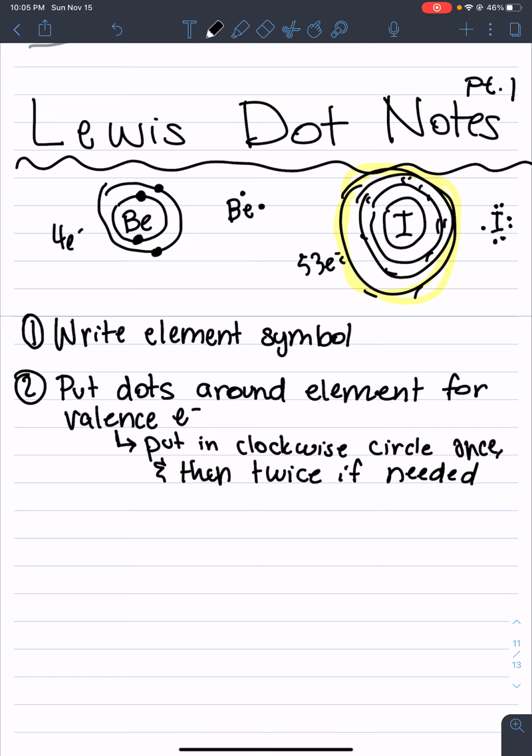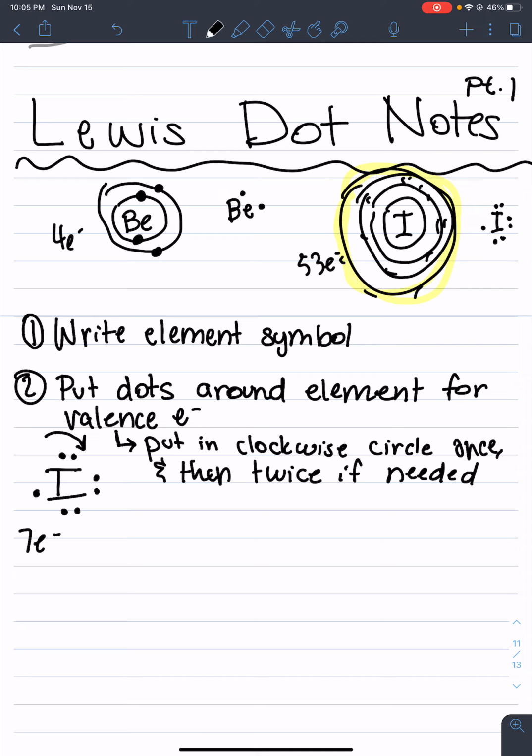So for example, with I, how we did it is you start with the I. It has 7 valence electrons. So we put 1, 2, 3, 4. Notice how I went in a clockwise circle like that. And then we start again. 5, 6, 7. So we put a second dot until we get to 7. You'll notice that we can only have a total of 8 dots. But that's okay because we only have 8 valence electrons ever. So you're only going to always have to just add to 8 dots or less.